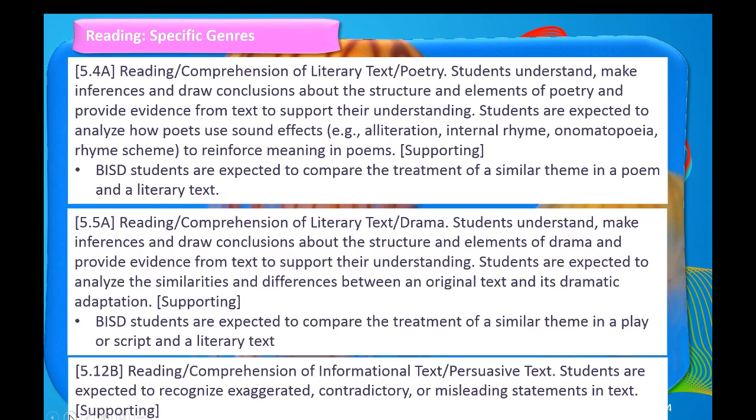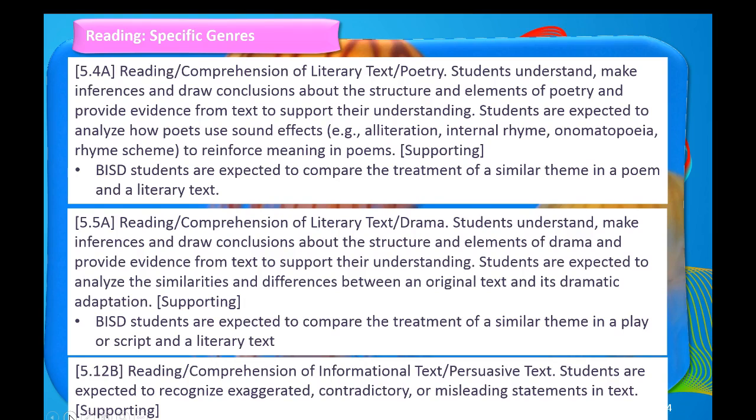They're expected to compare the treatment of a similar theme in a poem and a literary text. That's going back to that lead standard of looking at a poem and how a literary text, how the theme is the same. In drama, they are expected to compare the treatment of a similar theme in a play or script and a literary text, once again going back to that lead standard. Informational text and persuasive text, they are expected to recognize exaggerated, contradictory, or misleading statements in a text.